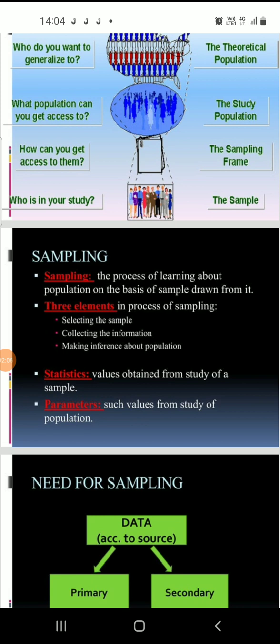So there are three elements in the process of sampling: selecting the sample, collecting the information, and making the inference about the population. When we think about statistics, we consider values obtained from a study of the samples, and the parameters are such values obtained from a study of the population.